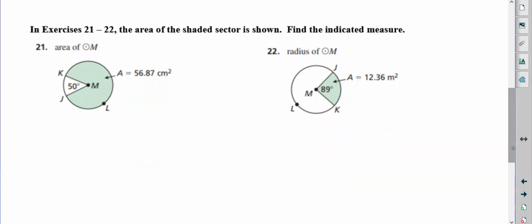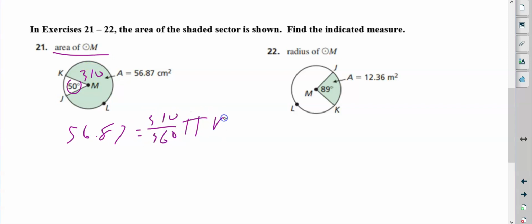Okay, find the area. The area of the shaded sector has been given. Find the indicated measure. So we're trying to find the area of the whole thing. So we know this is the area of this sector. If this is 50, that means this sector is 310. So we put 310 here. And basically what we're trying to solve for is that r.